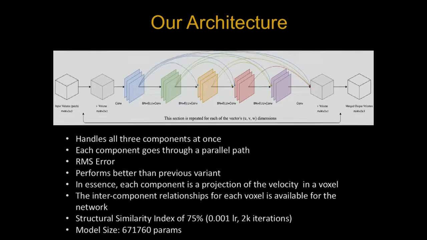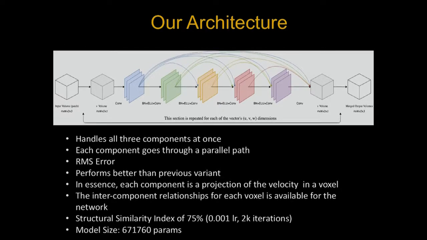And the idea is that we know that each of the velocity components, even though they are acquired separately, are still based on the same physical velocity. They're just projections. So now we have 3 parallel paths, and we take all of the 4D data, we split them into each component, pass them through a parallel path, and assemble them back to calculate the error. And we have much better performance.